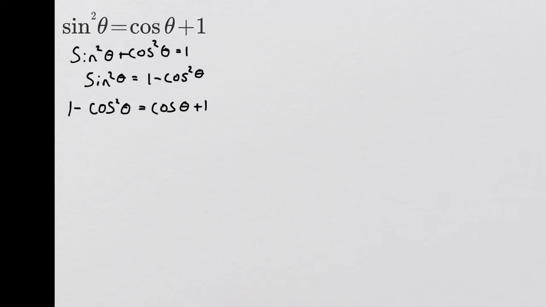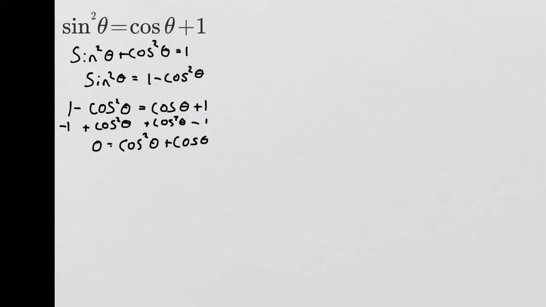From here, it's just algebra to solve. So we're going to get everything on one side. What I'm going to do is subtract 1 and add cosine squared to both sides, simply because I don't like dealing with negatives. So we get 0 equals cosine squared theta plus cosine theta.